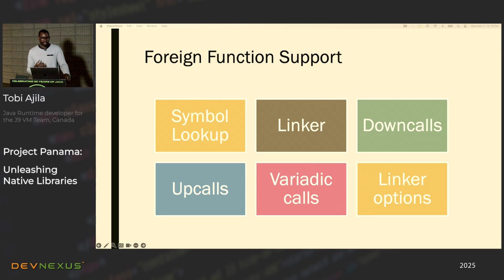And then upcalls is kind of like a special case where you're dealing with function pointers. So some native calls will take parameters that are function pointers, which are essentially pointers to other functions that can then be called. And then we've got variadic calls where the parameters are variable, and then linker options.